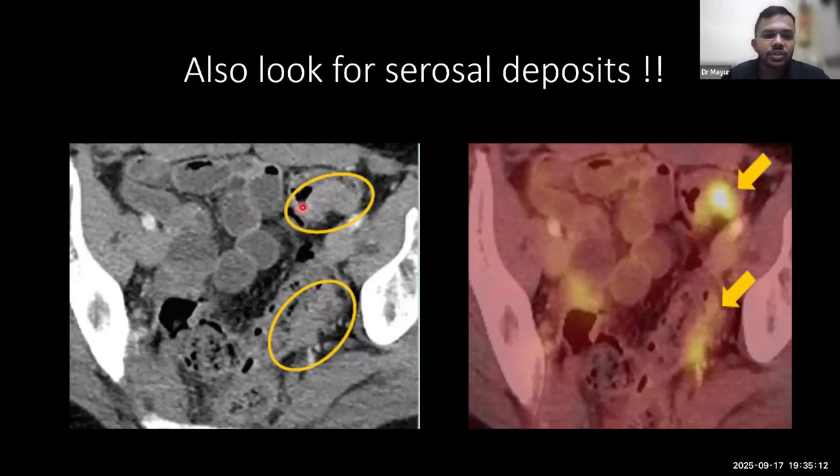These are better demonstrated if we use positive oral contrast medium. But we have to be careful because calcified peritoneal deposits can get masked if we use positive oral contrast medium. So I suggest that you should take a plain scan before starting the positive oral contrast medium in such cases.